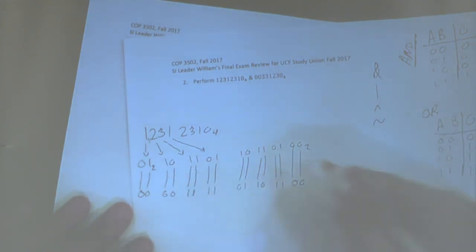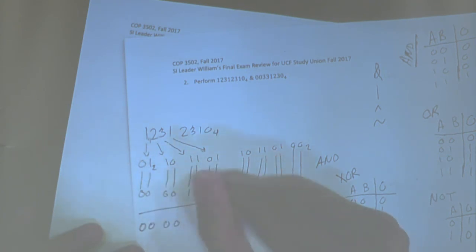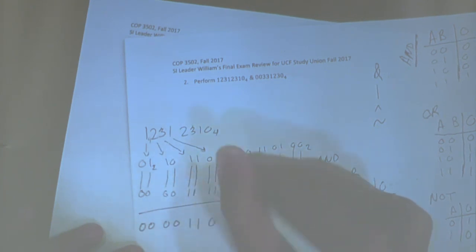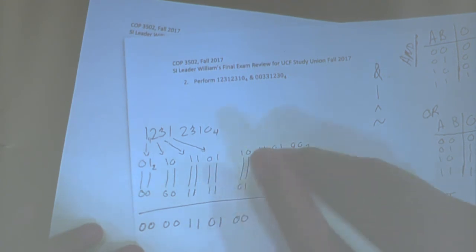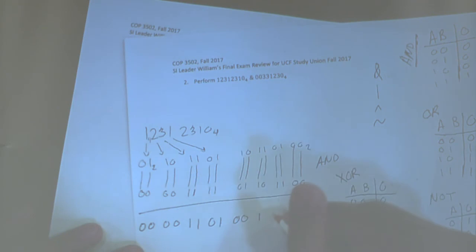Okay, so you want to add them. So it's gonna look like this. So 0, 0 gives us 0, 0, 1 gives us 0, 0, 1 gives us 0, 0, 0 gives us 0, 1, 1 gives us 1, 1, 1 gives us 1, 1, 0 gives us 0, 1, 1 gives us 1, 0, 1 gives us 0, 1, 0 gives us 0, 1, 1 gives us 1, 0, 1 gives us 0, 1, 0, 0, 1, 1, 1, 0, 0, 0, 0, 0 gives us 0. So this should be our final result in base 2.